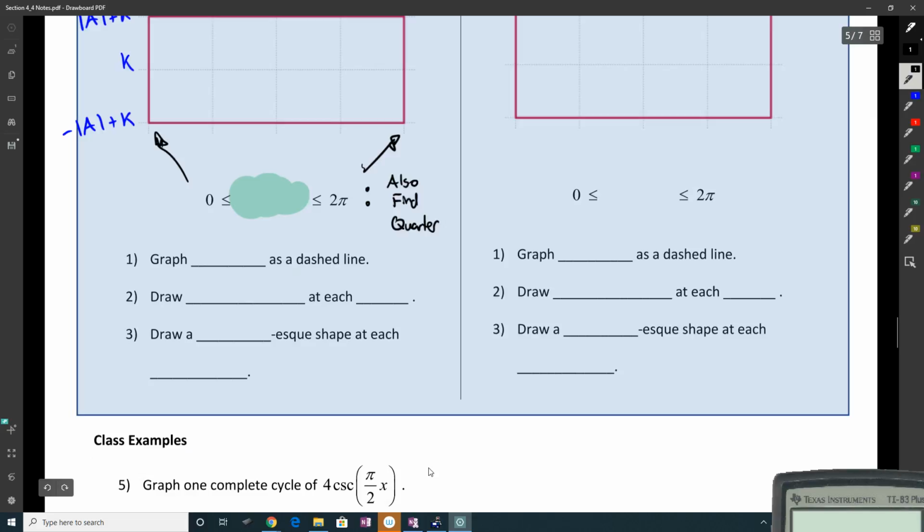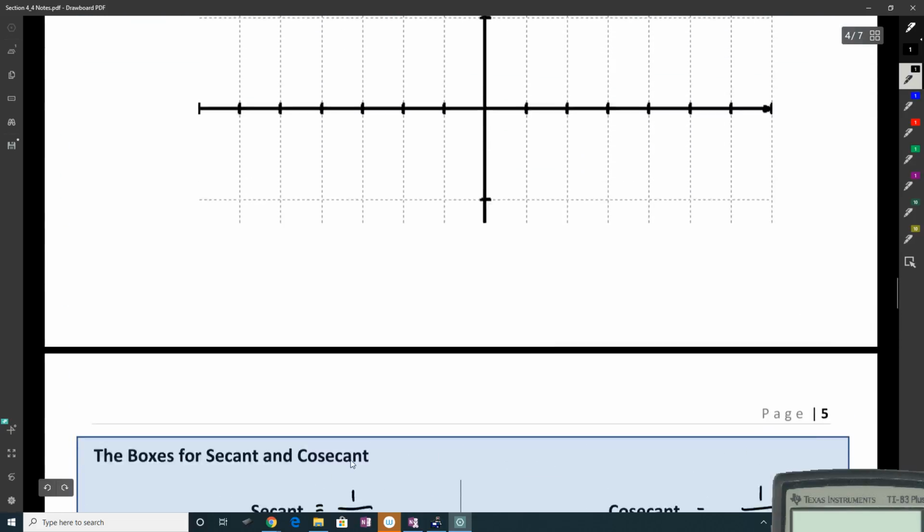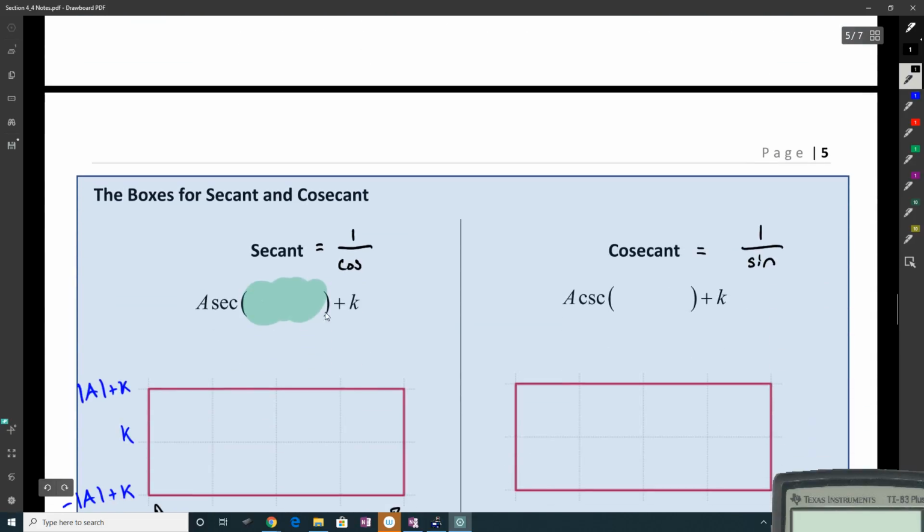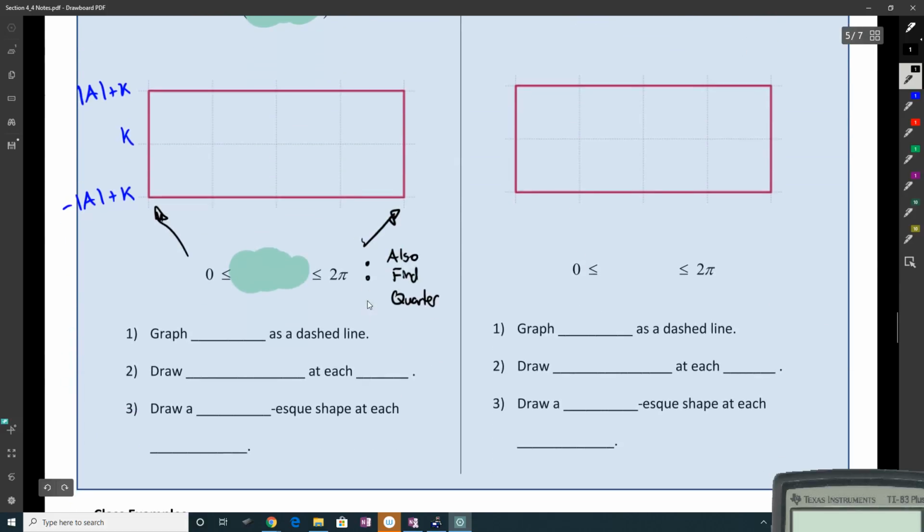So what they want you to do is, secant is related to 1 over cosine. So I'm going to graph cosine as a dashed line. What does cosine look like? Remember that cosine is just a wave, and we're going to graph it as a dashed line, because it's not really part of the graph, but it's going to help us create our graph.